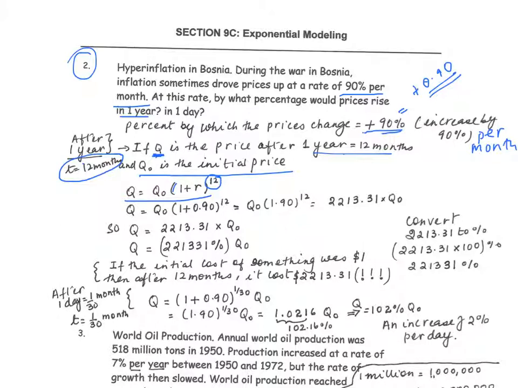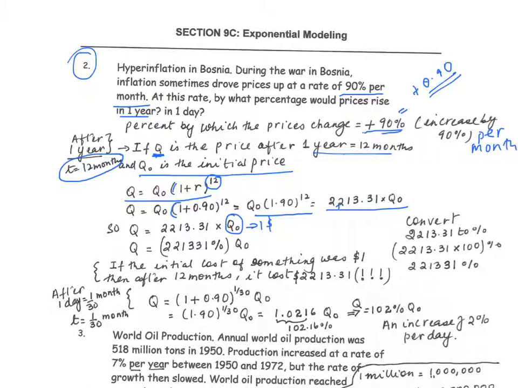Q is equal to Q naught times 1 plus 0.90 to the 12th power. Simplifying, we get 1.90 to the 12th power is 2213.31 times Q naught. So if a certain object cost $1, although their currency is not in dollars, just to get an idea, then the price after 12 months was $2,213.31. That's how high it was.